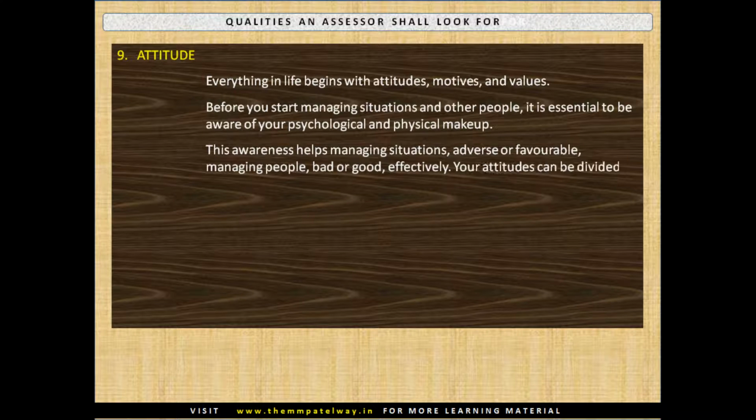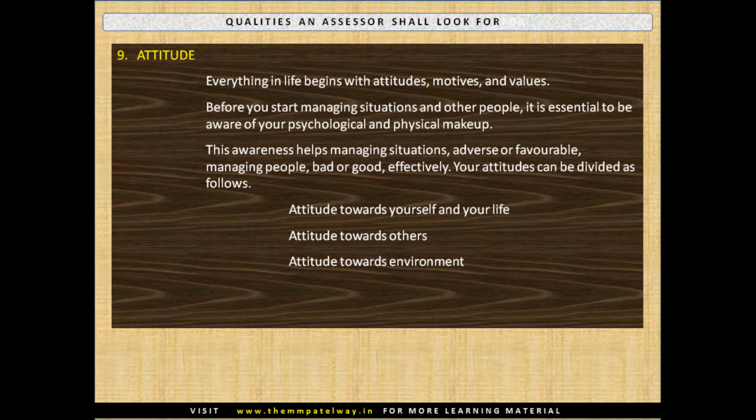It will also help you in managing people, bad or good, accepting or rejecting. Naturally, this will help you in managing situations and people effectively. Your attitudes can be divided as follows. Your attitude towards yourself and your life. Your attitude towards others. And your attitude towards environment.